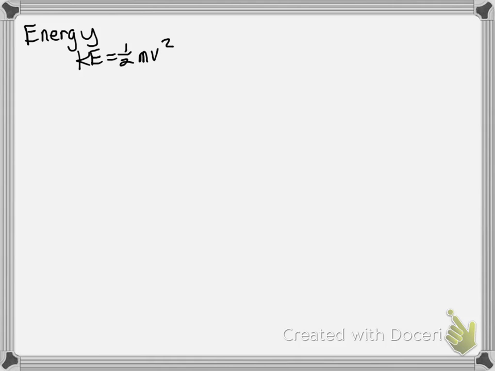The first is kinetic, one half mv squared. So this means that because mass is always positive, and velocity, whether it's positive or negative, you're going to square it, that is going to turn out to be positive. Kinetic energy is always positive.